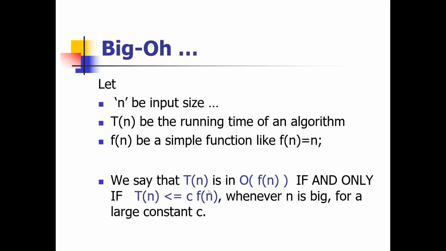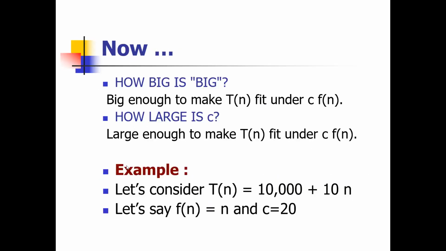So we say that T of n is in the order of f of n if and only if the running time is less than or equal to this function multiplied by some constant c, whenever n is big enough. And that is where the scientific definition of big O comes in. So how big is big? It's big enough to make T of n fit under this.